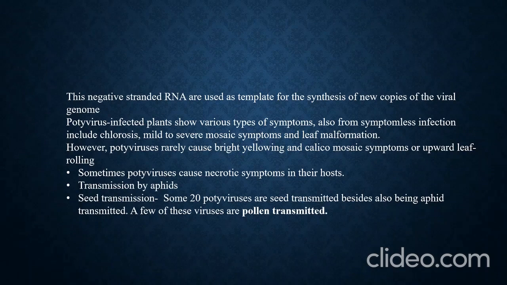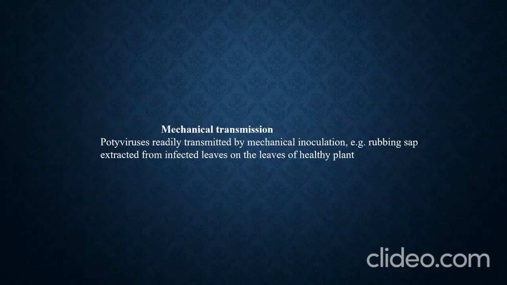This potyvirus is transmitted by aphid acting as a vector. Besides aphids, seed transmission also occurs. Some 20 potyviruses are seed transmitted, besides also being aphid transmitted. Some of them are pollen transmitted. Then there is mechanical transmission. This potyvirus is readily transmitted by mechanical inoculation. An example of mechanical inoculation is rubbing the sap extracted from the infected leaf on the leaf of a healthy plant.